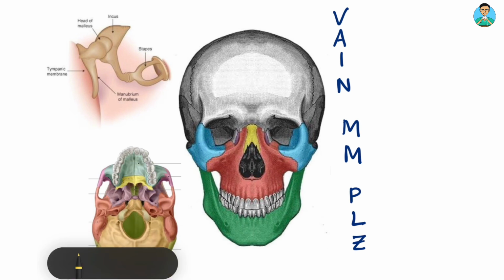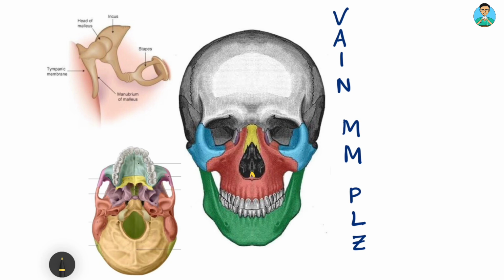So let us start our journey from a small bone over here in the nose, which forms the inferior part of the nasal septum. This bone is known as the vomer bone. The vomer bone forms the V in the vein.